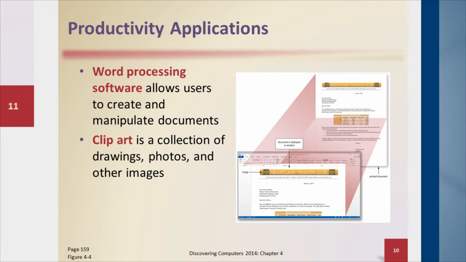So let's look at one specific application that is a productivity app. Word processing software allows users to create and manipulate documents. So we can type in text. Again, we're replacing the traditional typewriter. One of the real nice things about word processing software is we can use clip art. We can pull in images. We can use much different fonts than we could use on a typewriter. So that's kind of the idea behind word processing. It really allows us to produce some very professional looking documents.